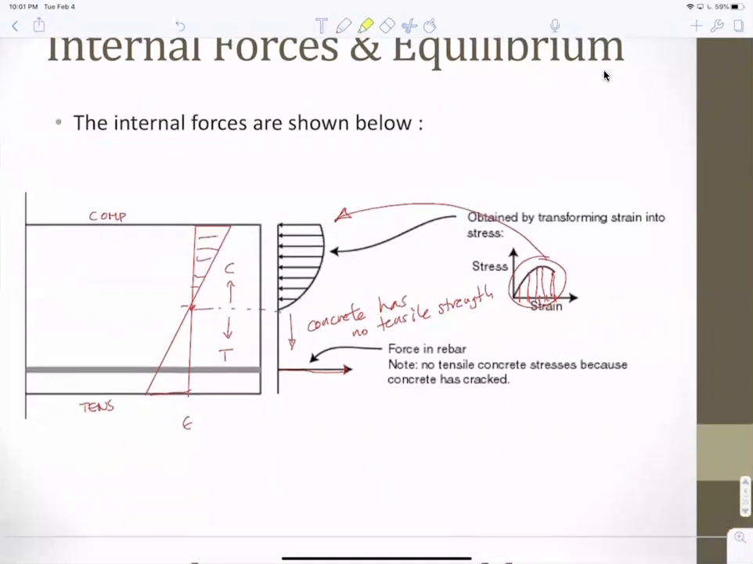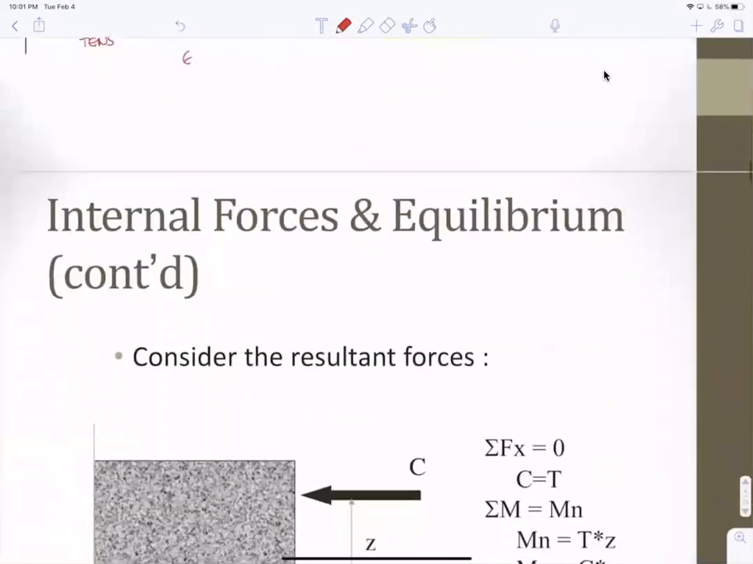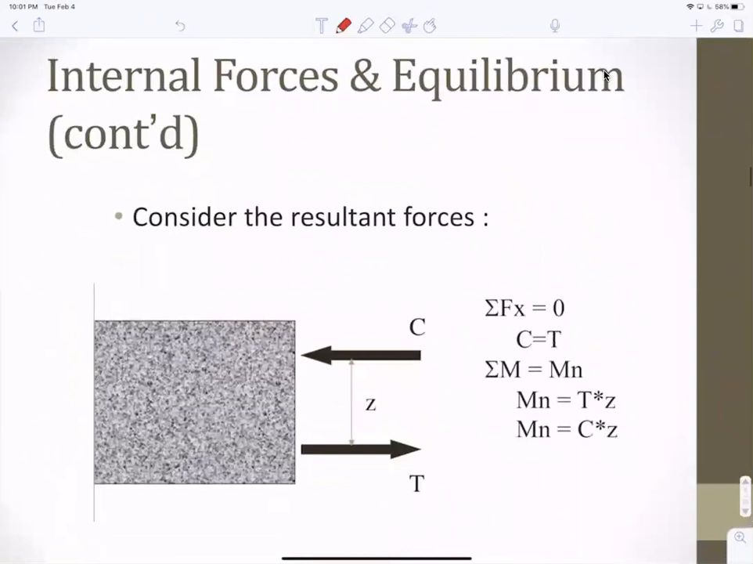And again, no concrete tension force because it's cracked, and there's going to be tension in the steel. So we have tension in the steel, and we have compression in the concrete. And the stress in the concrete will look like the stress-strain curve. Okay, so if you could get the total force of that concrete stress distribution, turn it into a compressive force, and you get the stresses in the rebar and multiply them by the area, you can get a tensile force.